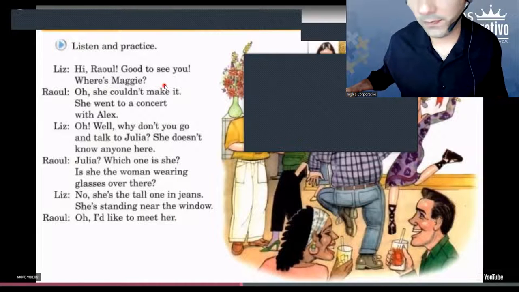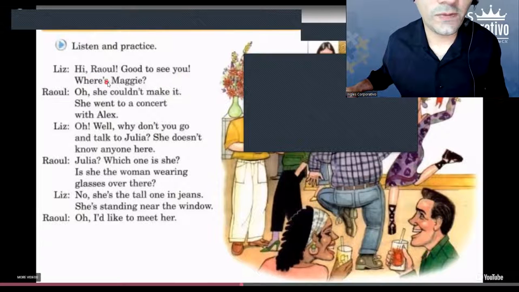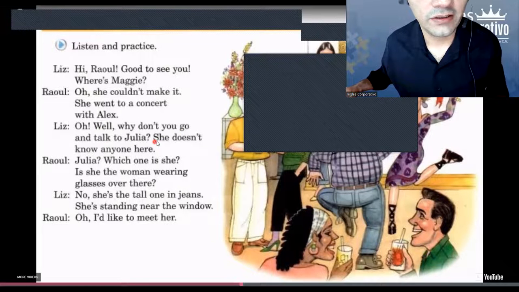Okay, one more time. Natural. Hi, Raul. Good to see you. Where's Maggie? Oh, she couldn't make it. She went to a concert with Alex. Oh, well. Why don't you go and talk to Julia? She doesn't know anyone here. Julia? Which one is she? Is she the one wearing glasses over there? No, she's the tall one in jeans. She's standing near the window. Oh, I'd like to meet her.